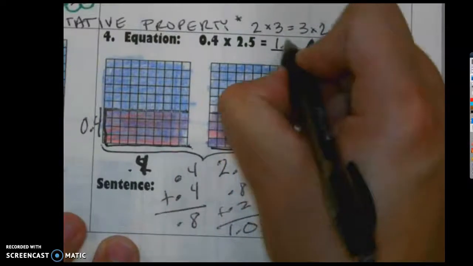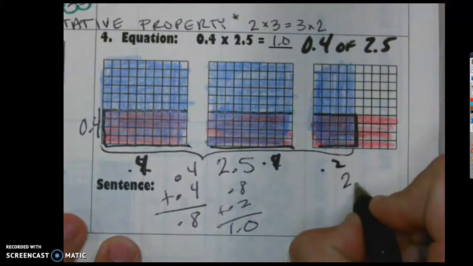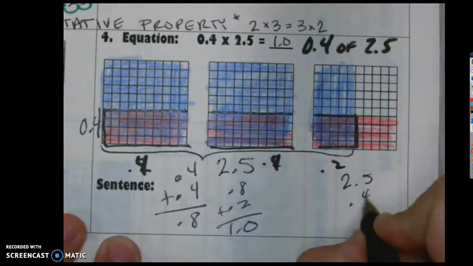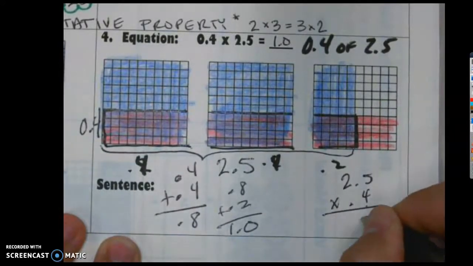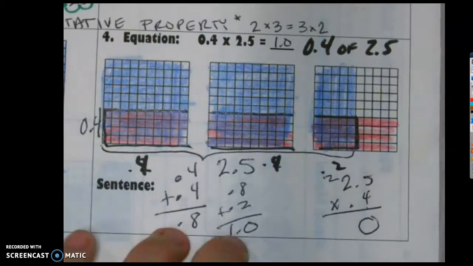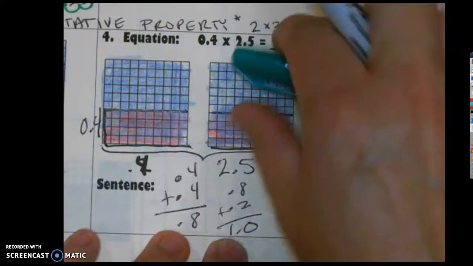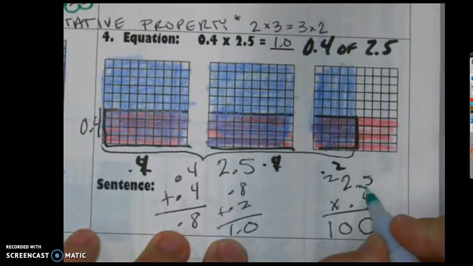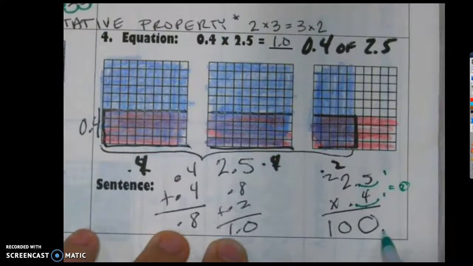1. But let's do it with the algorithm. So I have 2 and 5/10. I'm going to multiply that by 4/10. So I have 5 times 4. That gives me what? 20. Don't all answer at once. Okay. Carry my 2. 2 times 4 is what? 10. Good. Now, here's the most important part. My answer is not 100, even though that might be an answer choice. I need to see where the decimal belongs. It belongs between the 1 and the 0. That's right, because there are 2 digits behind the decimal. $1.